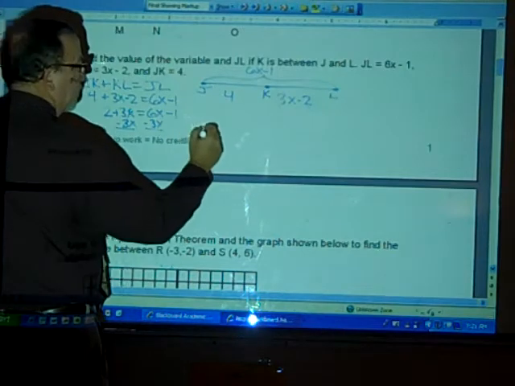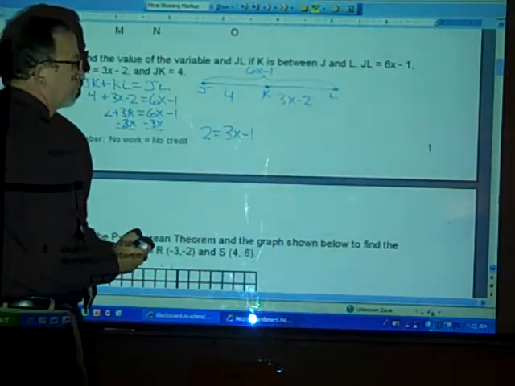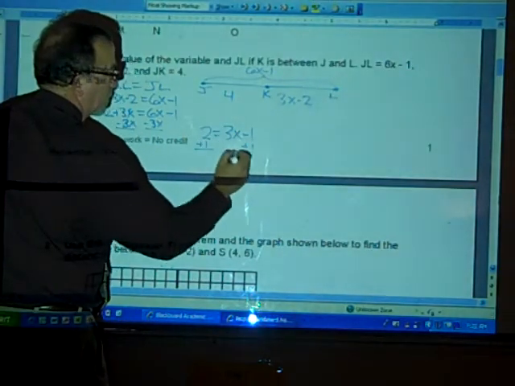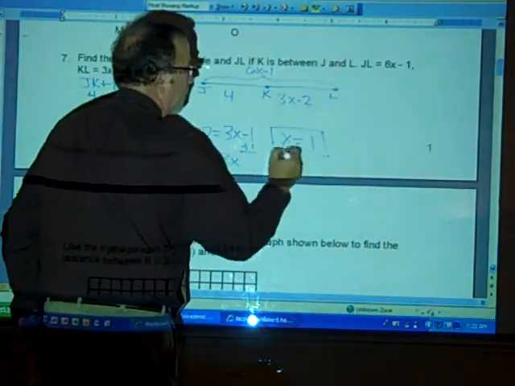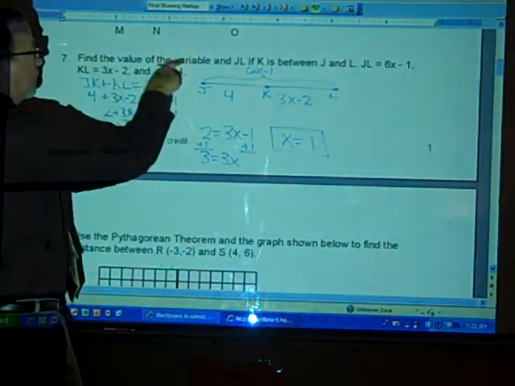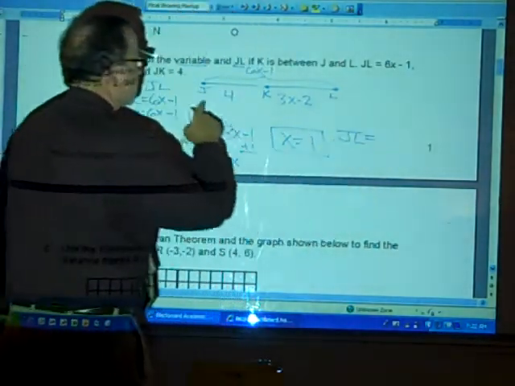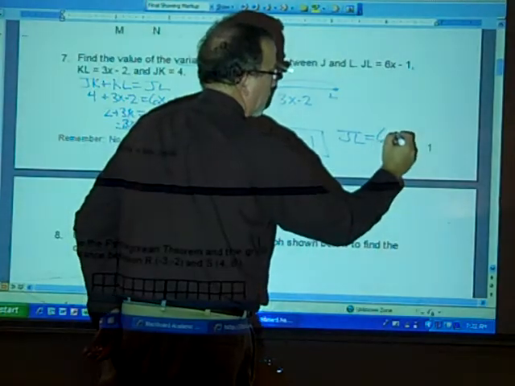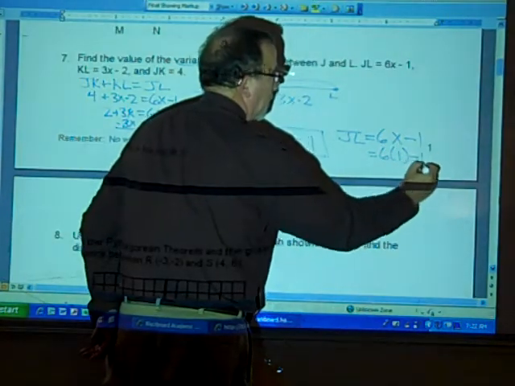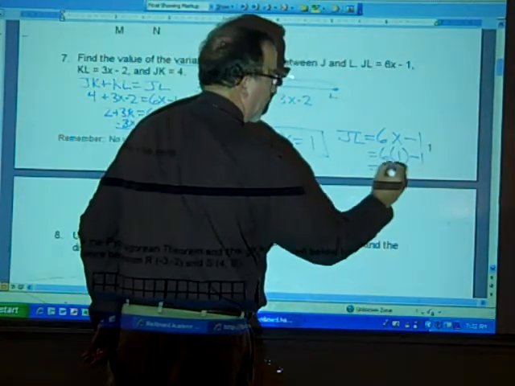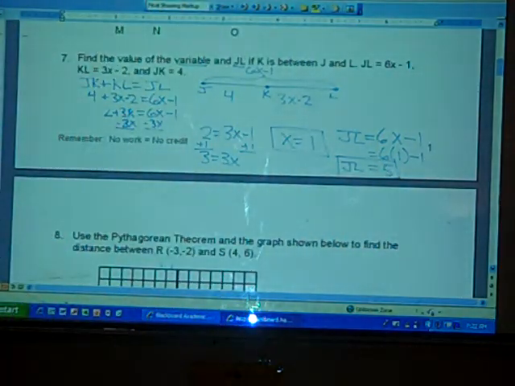Those cancel. On this side, we're left with 2 equals 3x minus 1. Add 1 to both sides. We've got 3 equals 3x, therefore we know that x equals 1. When we find x, we need to check to make sure that we've found everything. Variable and JL. JL is equal to 6x minus 1. We substitute the 1 in for the x, so 6 times 1 minus 1, which equals 6 minus 1, which is 5. So JL equals 5. That's number 7.